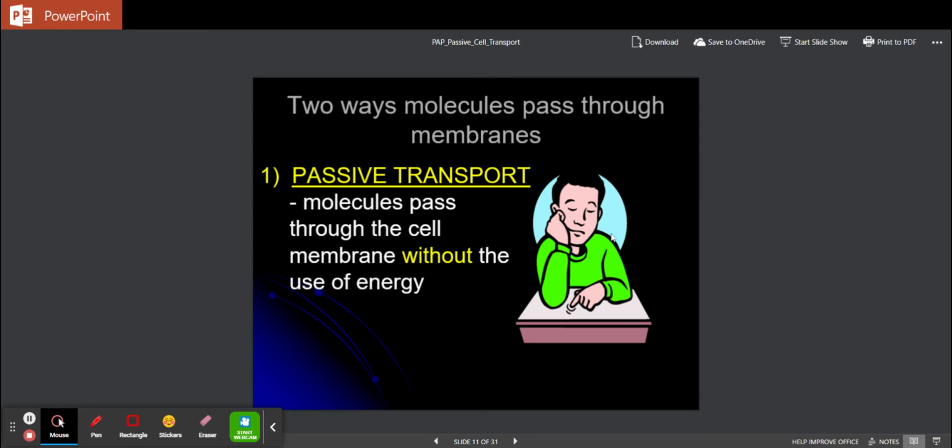So for passive transport, you would roll the boulder down the hill from the high point to the low point, which doesn't require any energy. Gravity will do all the work for you. However, for the other situation, when you're rolling it uphill, you have to put in a lot of work to push the boulder uphill.